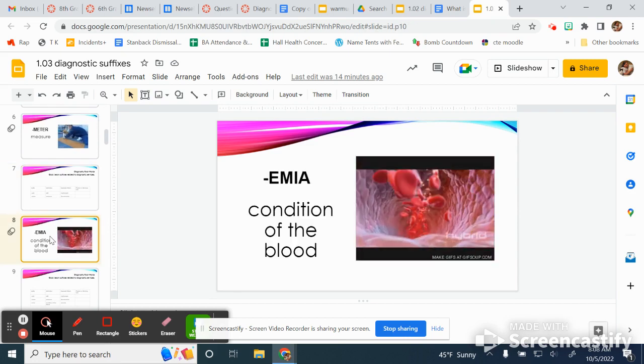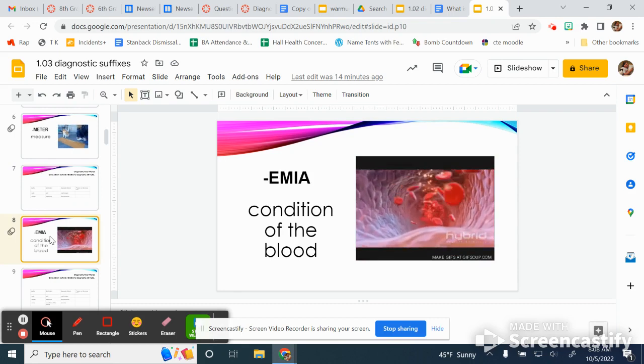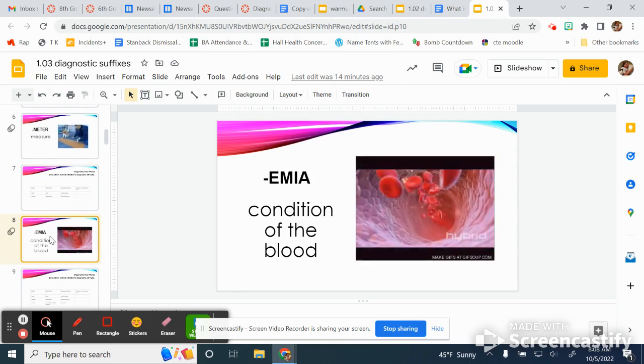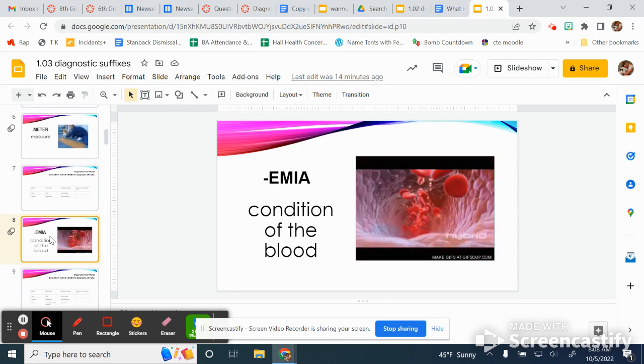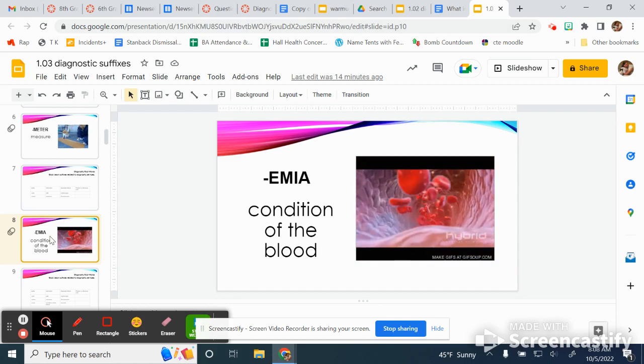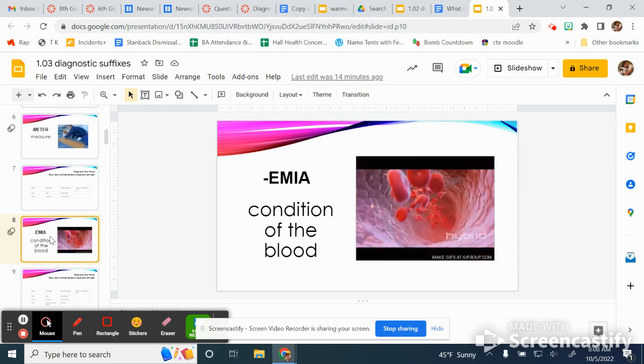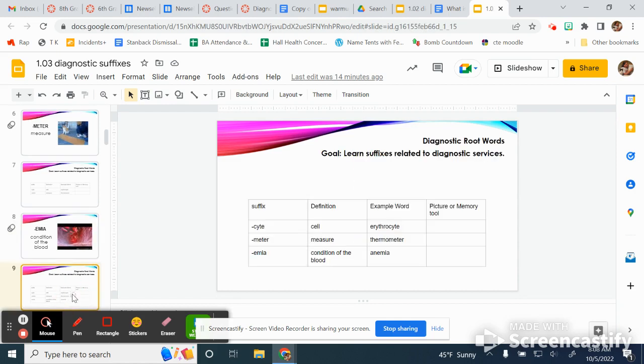Next suffix is emia. Most of you should have done an assignment yesterday on this. Those of you who didn't, I know who you are. Emia is a condition of the blood. Example word is anemia. Anemia is actually when you lack iron, so you're missing part of your blood. Important compound, iron.